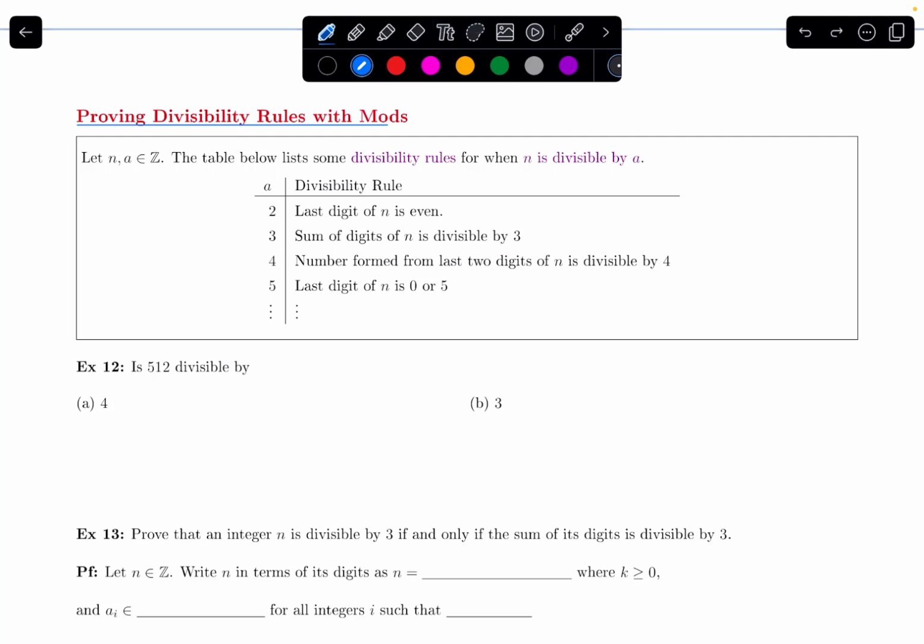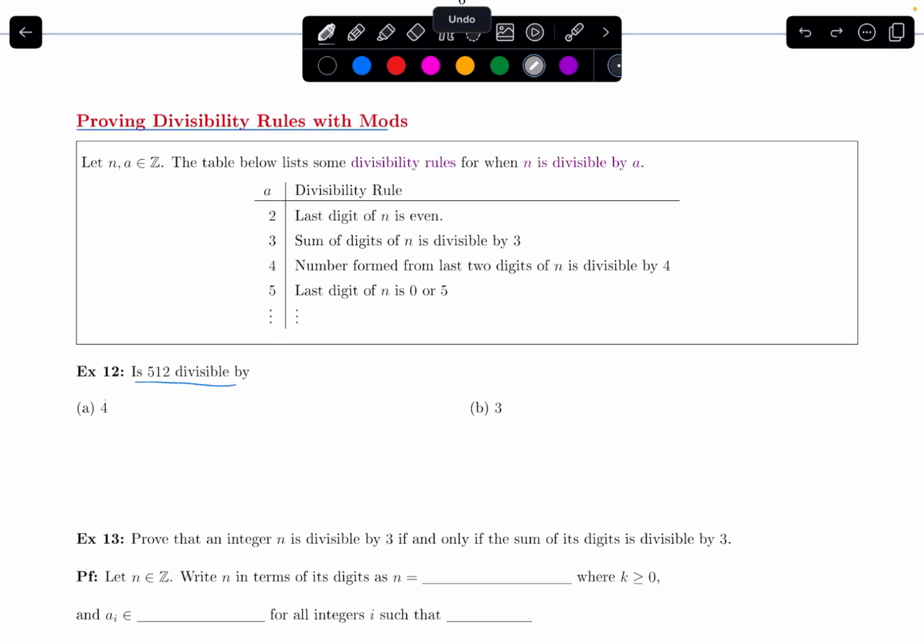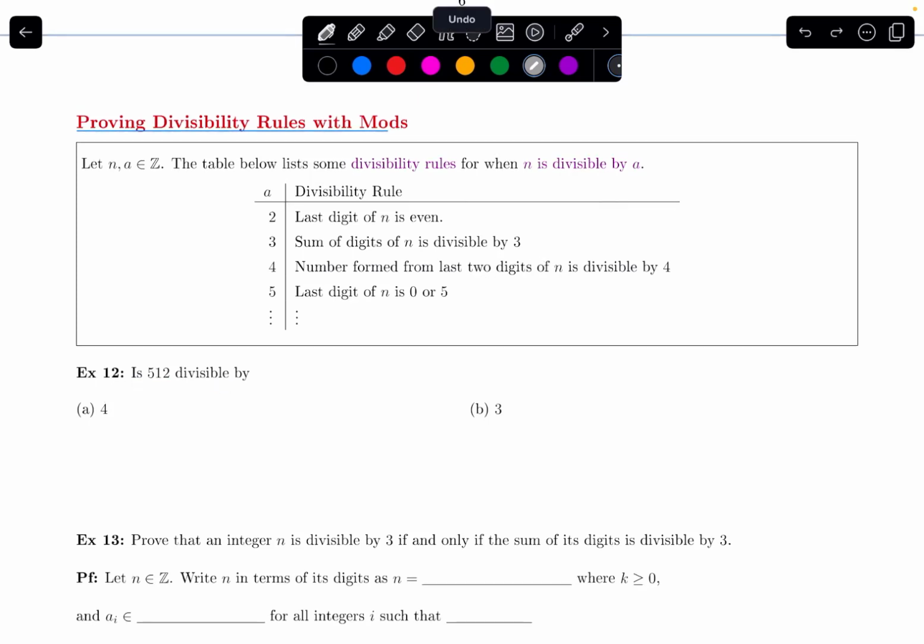The divisibility rule for dividing by 4 is that if you look at the number that you get just from the last 2 digits of n, that's got to be divisible by 4. For divisibility by 5, my number's got to end with a 0 or 5. And these divisibility rules continue, but these are just some of the first few. As an example, is 512 divisible by 4? Let's check using my rule for divisibility by 4, which says to look at just the last 2 digits of my integer. The last 2 digits of 512 are just 12.